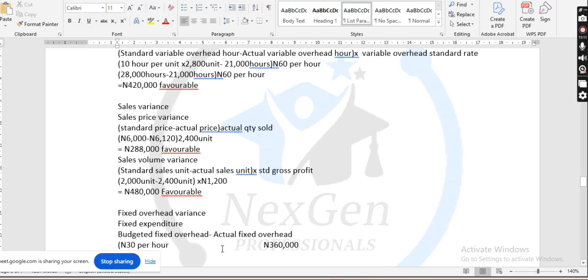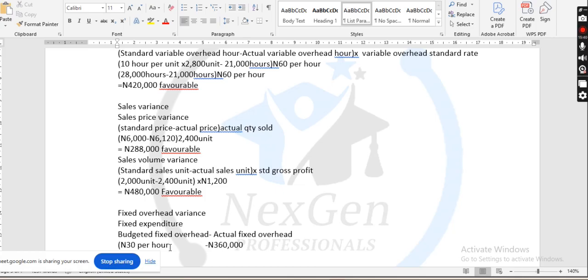Now, class, 30 per hour. Sometimes we set a trap for you. They will give you budgeted fixed overhead to be, let's say, 300, and then you will go and use it. Class, you cannot compare budgeted and actual. Budgeted must have an element of actual. I've been saying this thing. Your standard must have an element of actual.